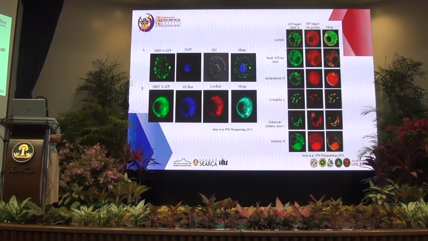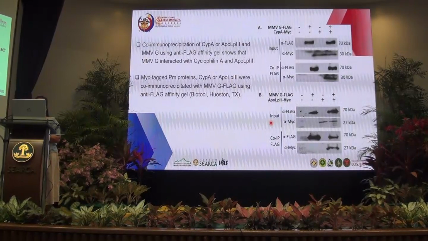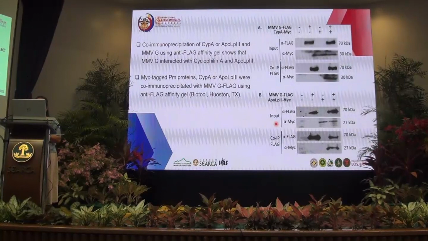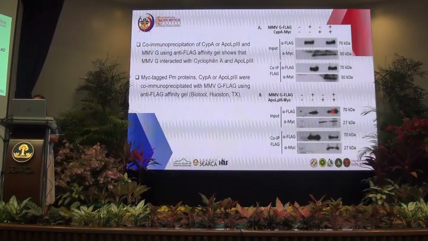Highlighting apolipophorin and cyclophilin. We further did colocalization, and we showed that they can be seen in some parts of the cell other than the nucleus. For verification, we performed co-immunoprecipitation of cyclophilin and apolipophorin, and this shows that MMV G, the spike protein, co-immunoprecipitated with cyclophilin and apolipophorin, proving that they are really interacting.